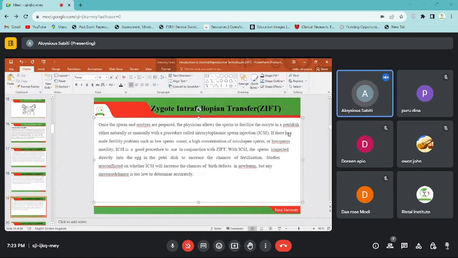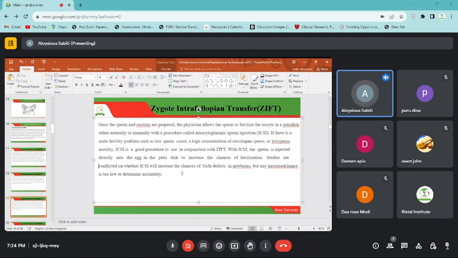With the ICSI, the sperm is injected directly into the egg in the petri dish. So immediately, these ova are removed. Using a needle, the sperm is injected straight into the egg, what we call intracytoplasmic sperm injection. Studies are conflicted on whether ICSI will increase the chances of birth defects in newborns, but any increased chance is too low to determine accurately.